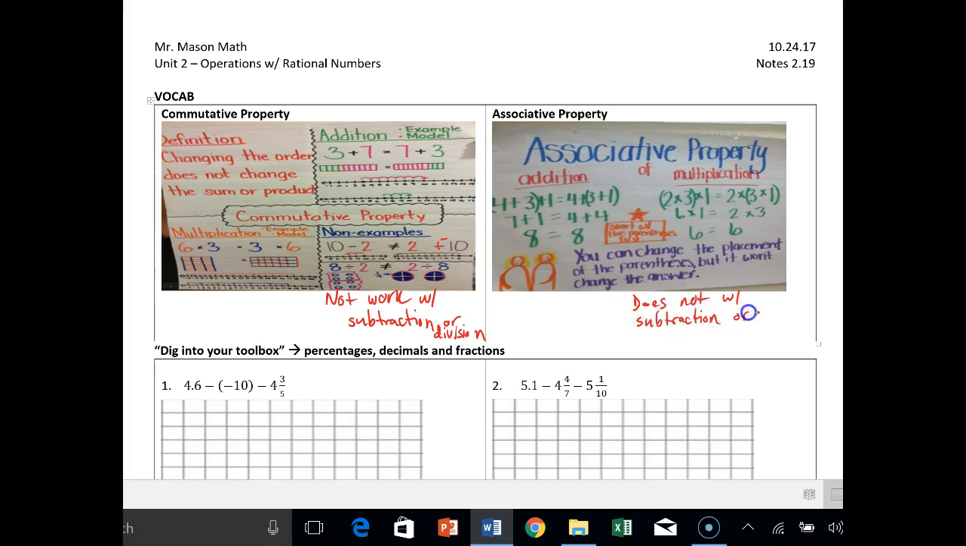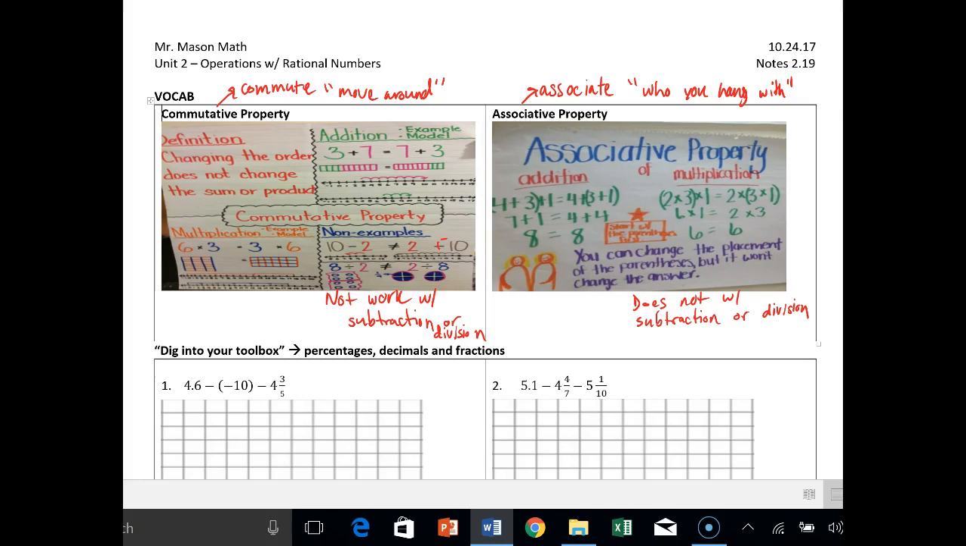Now, a good way to remember how the commutative property and associative property are different: commutative has the root word commute in it, and that means to move around. The associative property has that root word associate. And associate is like who you hang out with, right? So who you're grouped together with. So those are two good ways to remember that.